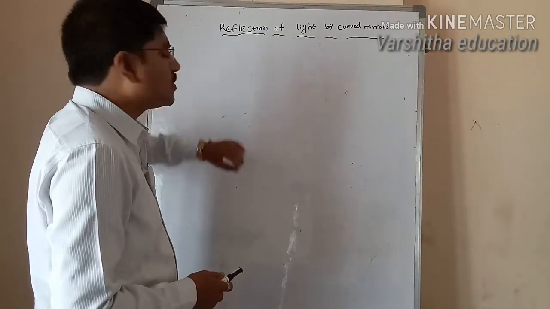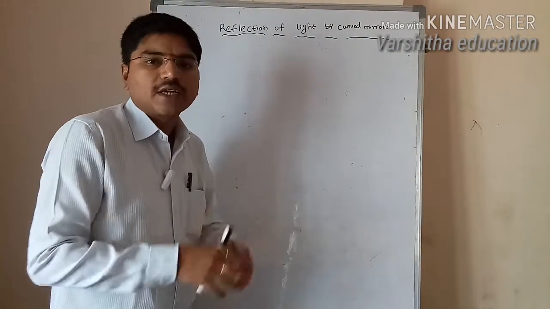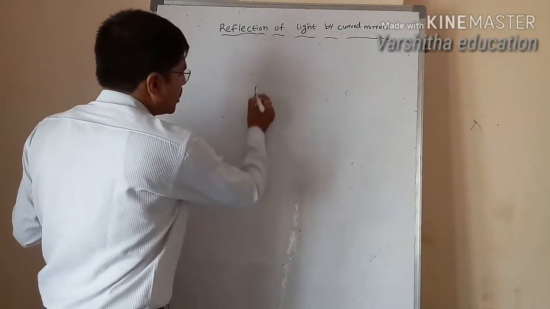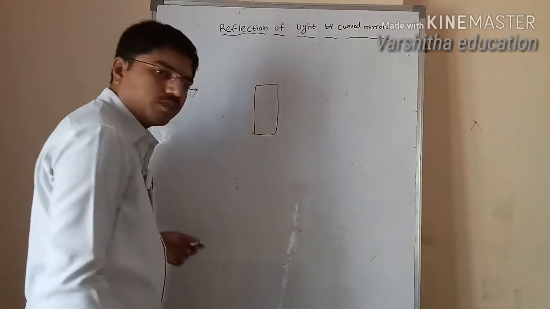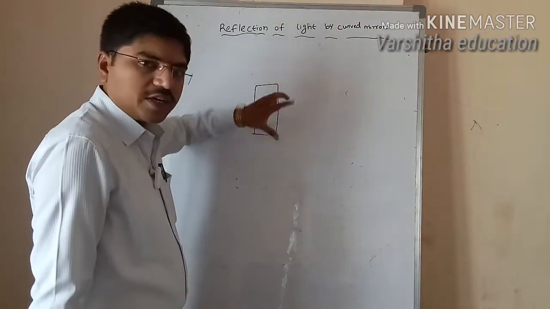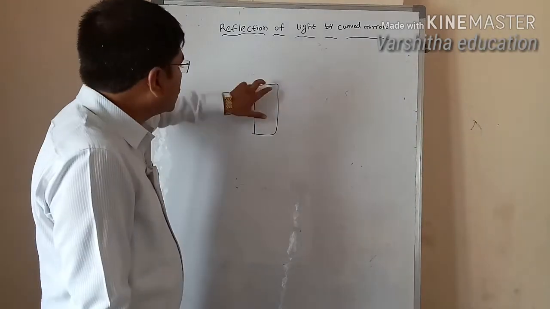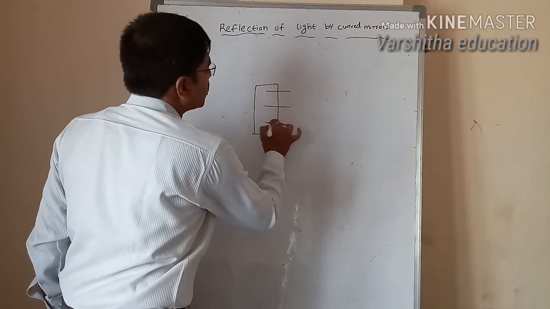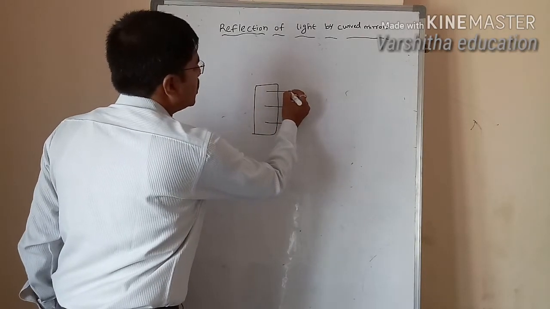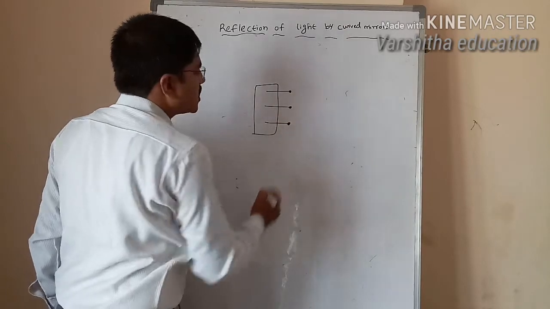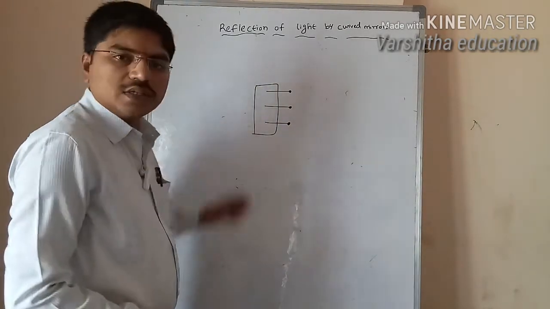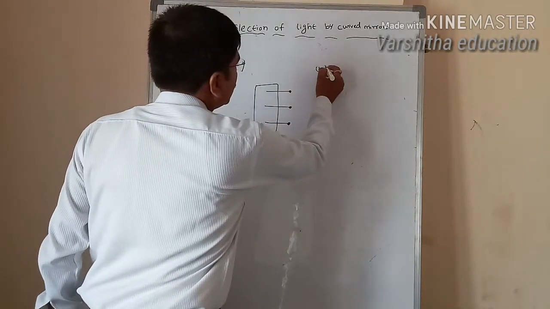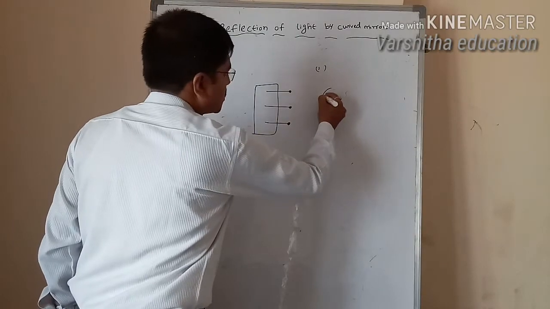Now there is one activity you can do. You can take a rubber foam, or any rubber or duster. Attach three pins perpendicular to the surface of the foam. Three pins are arranged perpendicular to the surface of this foam. Then, as the first condition, you can bend it like this.